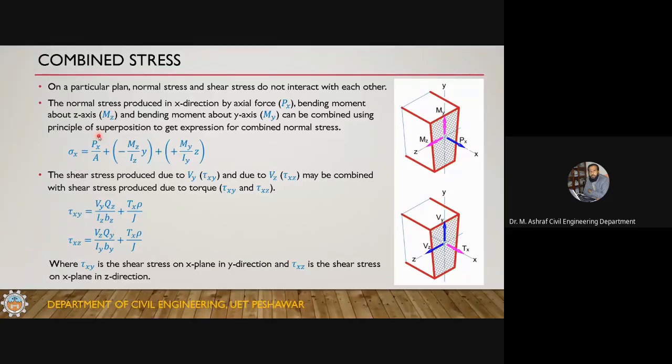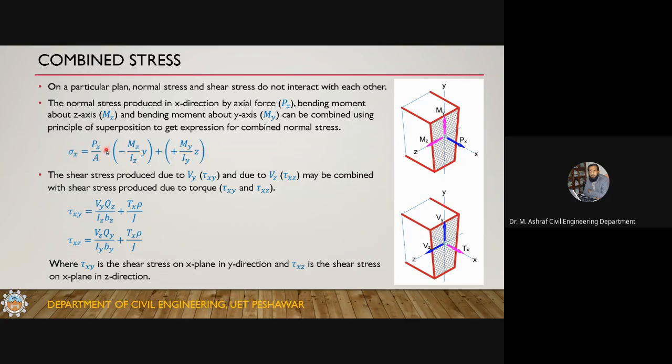So this Px divided by A is the stress caused by the axial force Px, and Mz divided by Iz into y, this with a negative sign, as I'll talk about just a while before. This is the stress caused by the bending moment about the z-axis, and this is the stress caused by the bending moment about the y-axis, and this is positive and this is negative. So this is the combined stress formula for normal stress. There are three kinds of forces, Px, Mz, and My. They are causing normal stresses, and this is the formula if you are using these signs.